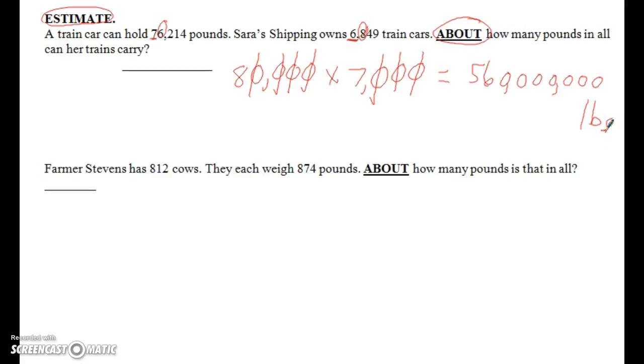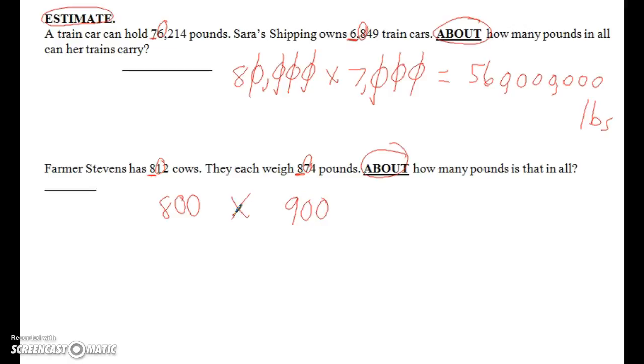Try the next one. Farmer Stevens has 812 cows. They each weigh 874 pounds. About how many pounds is that in all? Again, we're rounding them off before we multiply. Underline the 8, circle the 1. So she or he, whoever Farmer Stevens is, has about 800 cows. How much does each cow weigh? Level 7 bully, get off my floor, whip one more. So they each weigh about 900 pounds.